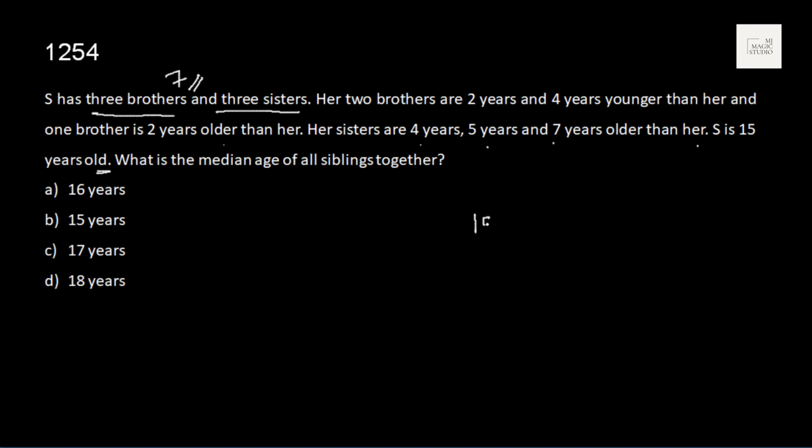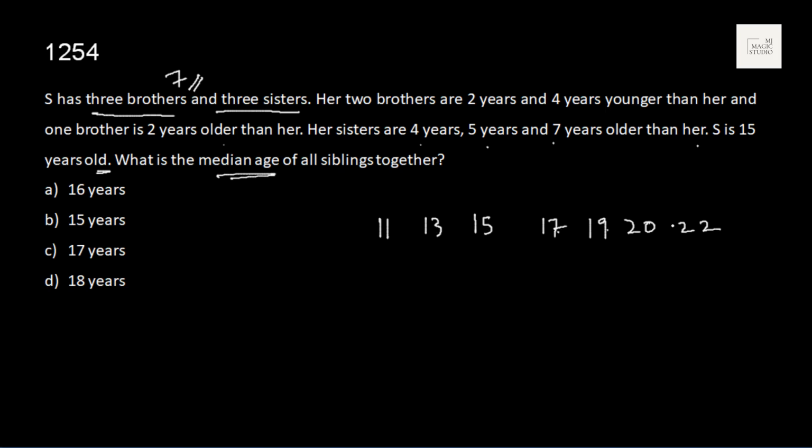15 we have. 2 brothers are 2 years younger, that means 13. 4 years younger, that means 11 years old, and 1 brother 2 years older, 17. Her sisters are 4 years older, 19. 5 years, 20. 7 years, 22. What is the median age of all siblings together?